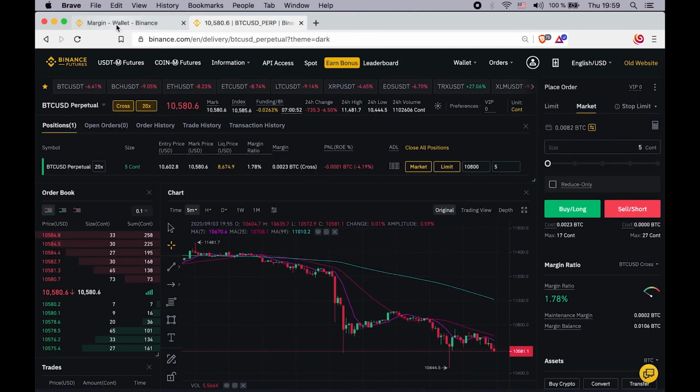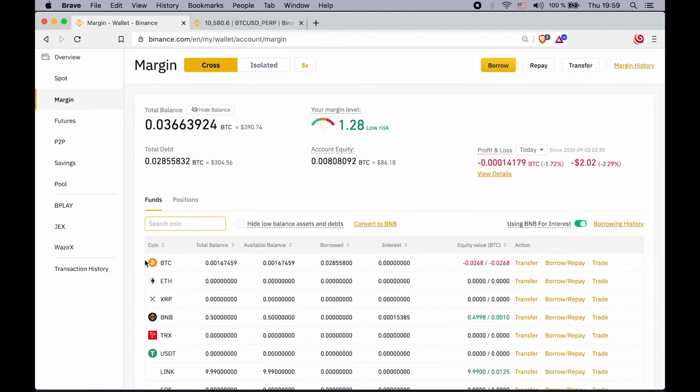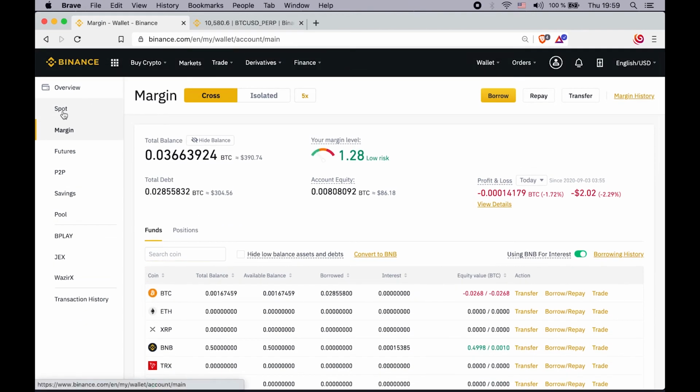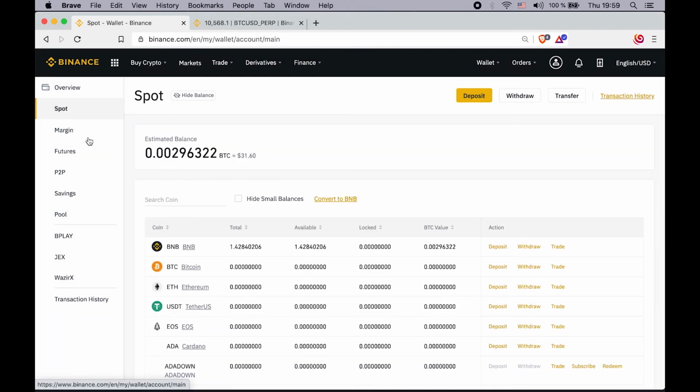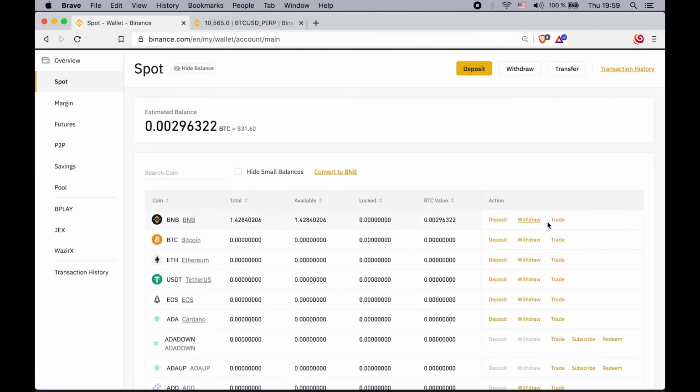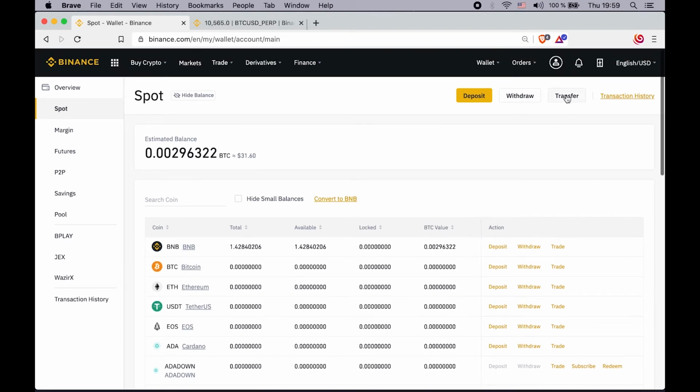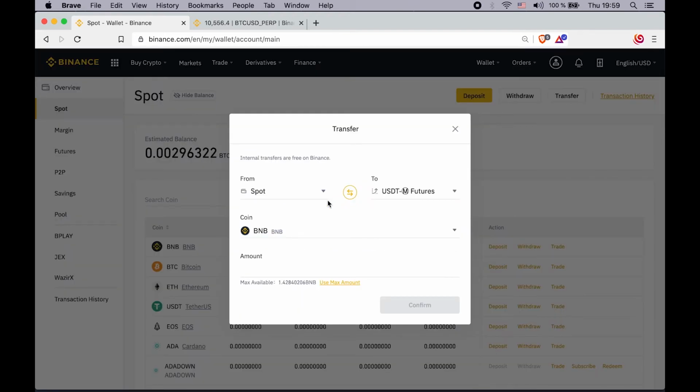And now returning to the fees. If you have some BNB coin in your trading wallet, where you're trading, you will get a 10% discount on the fees. That's why I transferred some BNB to the cross margin wallet and to the futures wallets, as you see.